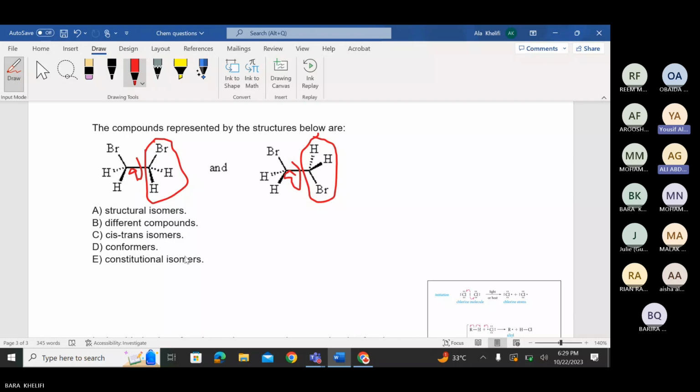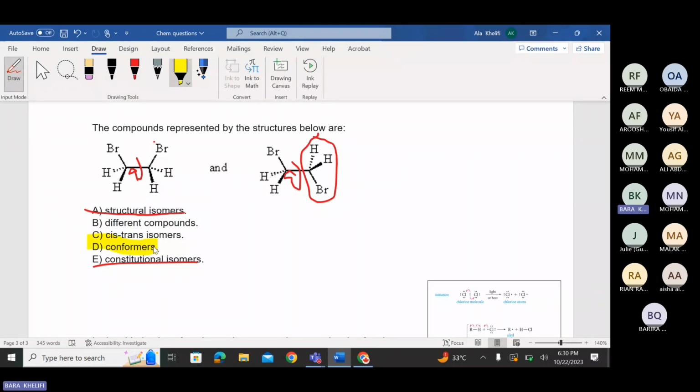Structural isomers. Guess again, because here we didn't change the structure. D, constitutional. E, or D. So let's do the elimination technique. The structural isomers and constitutional are the same thing. Conformers. Yes, they're conformers.